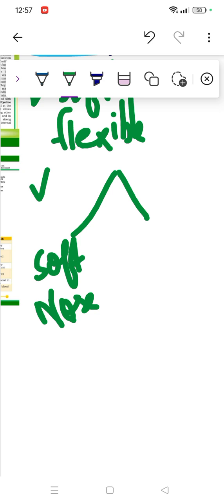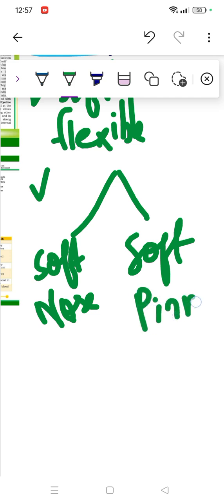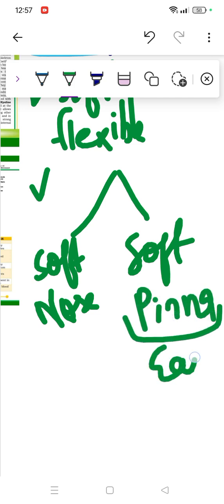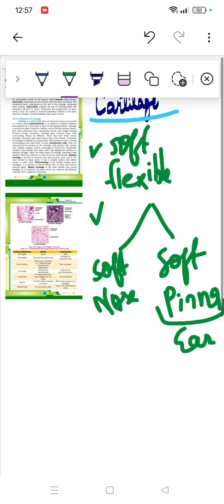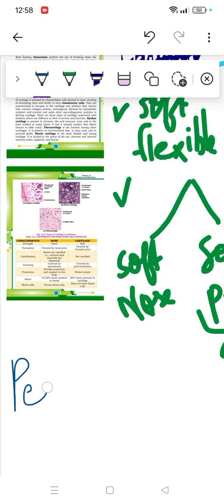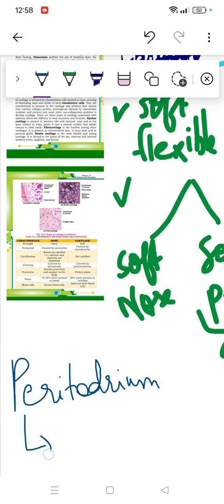Then there is another soft structure on our ear, the outer ear, the external ear, which is called the pinna. That is a structure present in the ear. I hope it is clear. Cartilage is a quite flexible kind of connective tissue, and it is surrounded by a layer, a covering, called the perichondrium.